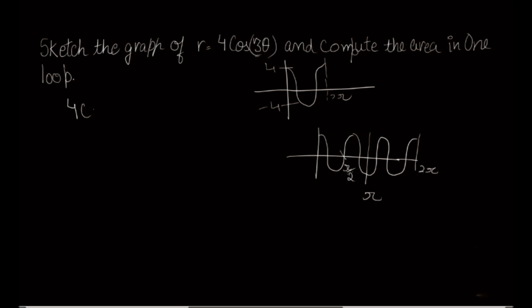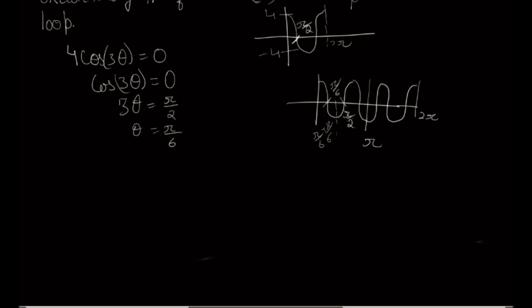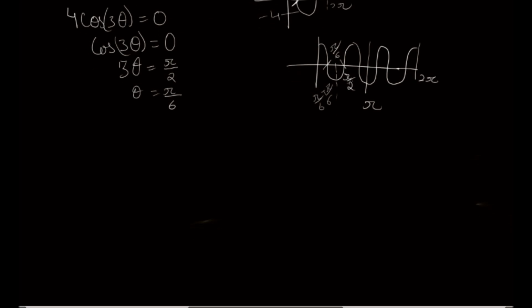For that, I'm going to set 4 cosine 3 theta equal to 0. And then I'm going to go to the original graph of 4 cosine theta and see when that hits 0. So that hits 0 at pi over 2. So I'm going to see when 3 theta equals pi over 2. That's theta equals pi over 6. So the point where the graph hits 0 first is pi over 6. And then the minimum would be pi over 6 plus pi over 6.